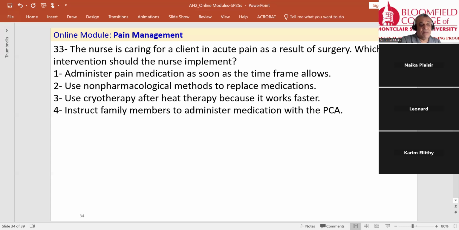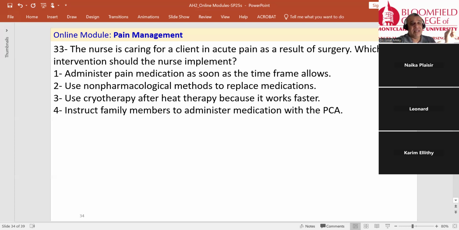Then if you look at number 3, cold or cryotherapy is usually used immediately, right post-op or right after an injury. Heat application is usually used at a later time. So whether it's post-op or injury, we can use the cold applications immediately, but heat applications are usually applied at a later time.